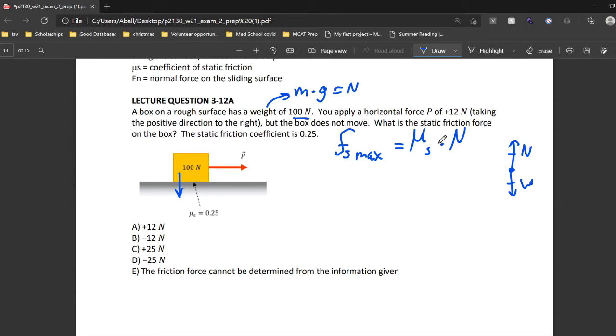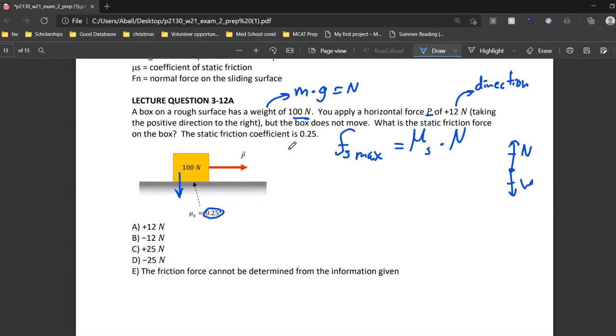You apply a horizontal force, P, of positive 12 newtons. So when we're looking at this, we're already taking the direction of the object into account. But the box doesn't move. Oh, how strange. What is the static friction force on the box? The static friction coefficient is 0.25, so it's listed right here.